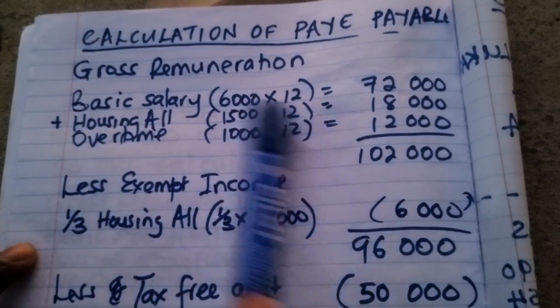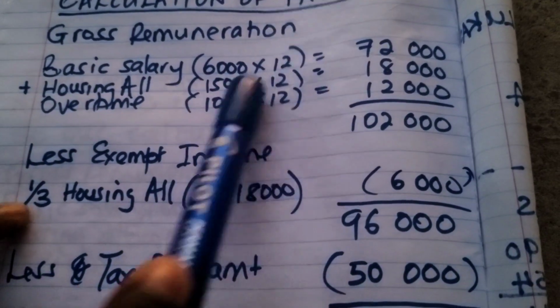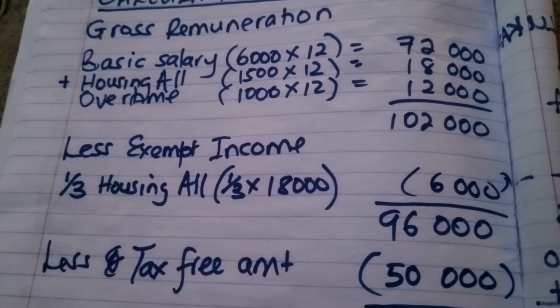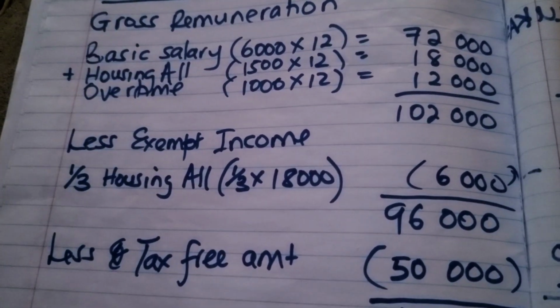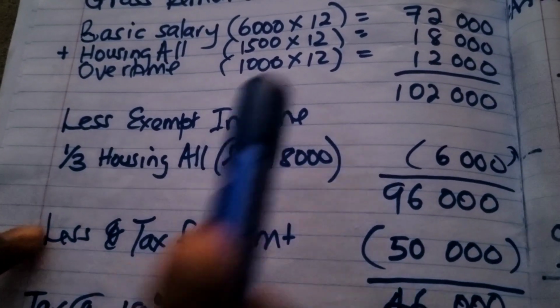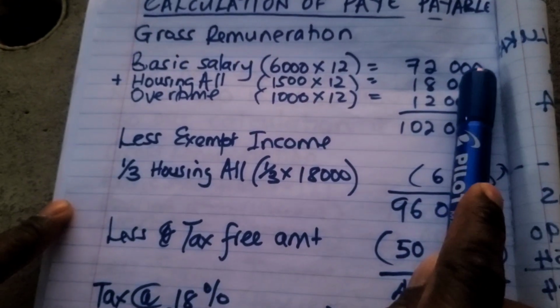We say 6,000. We multiply it by 12 because we are saying this 6,000 you are earning it for the whole year. Even if you do not work for that company for the whole year, that is how NAMRA calculates. It assumes that you will be employed for the whole year. So we say 6,000 basic times 12 months, we get $72,000.